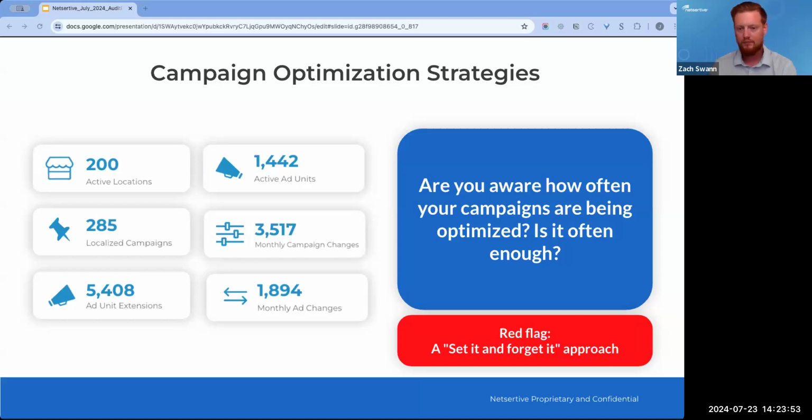Yeah, awesome. But that's I'll sort of stop there. And it is very important because a set and forget it approach is going to be very detrimental to your overall business objectives.